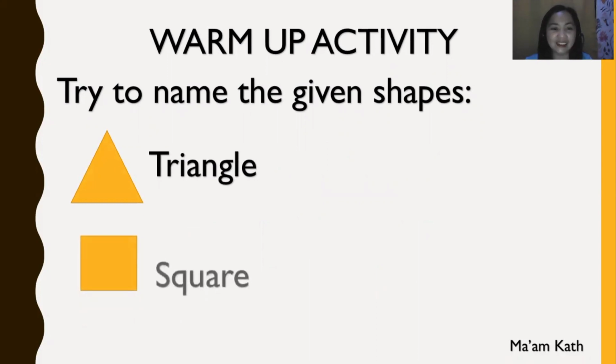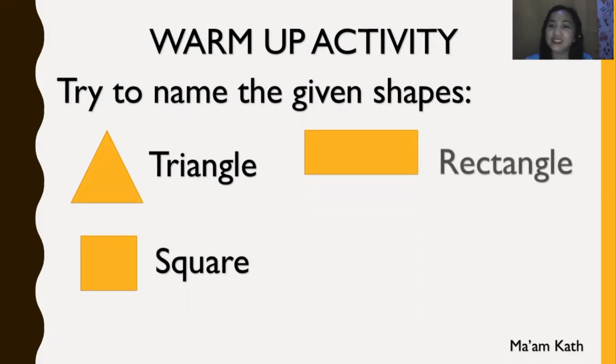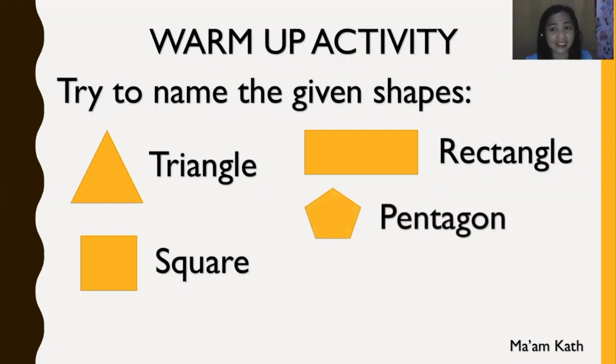Yes, it is a square. How about this one? Yes, of course, it is a rectangle. How about this one? Yes, it is a pentagon. And this one, it is a hexagon. All right, all your answers are correct. This is just to review if you can still remember the names of these shapes.